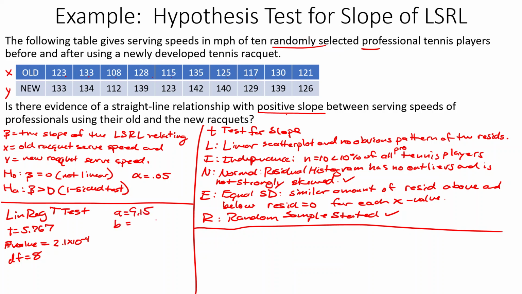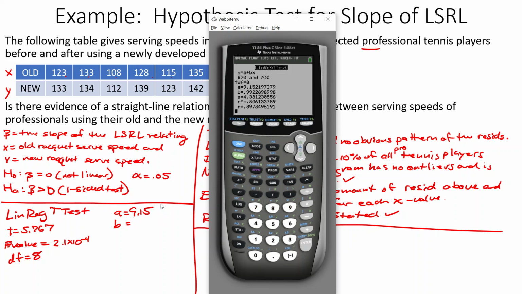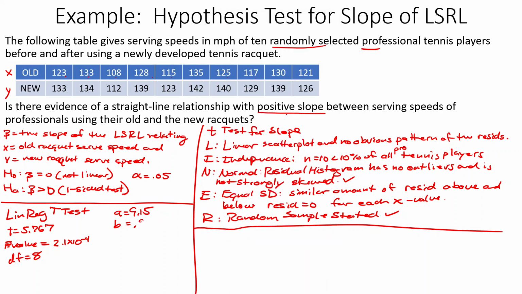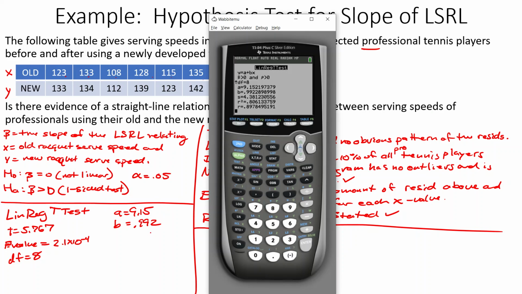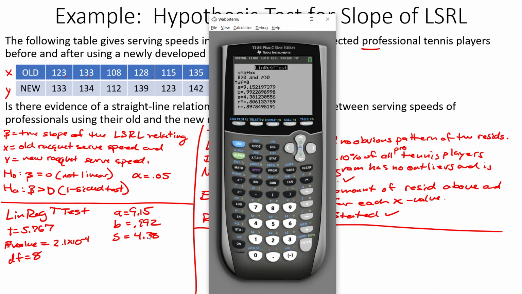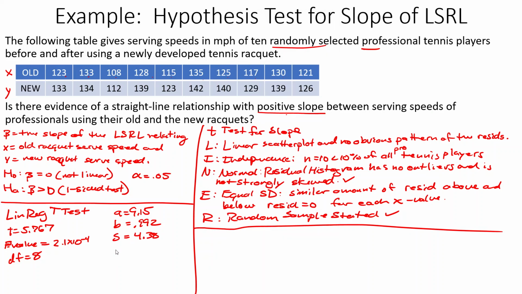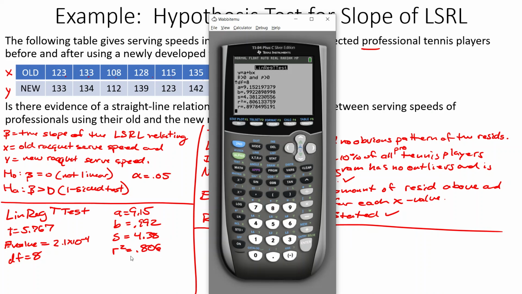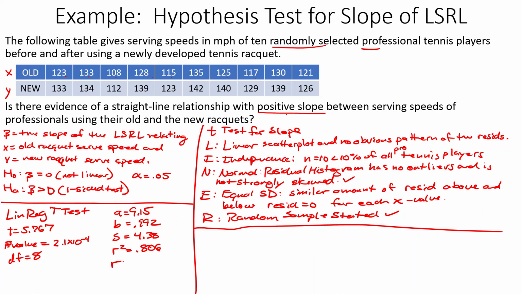Our B, our slope. And again, the reason I'm writing this down is most of the time there'd be more to this problem. So 0.992. Usually we'd have to do this first, actually. Our S is 4.38, the standard deviation of the residuals. R squared is 0.806, and R is 0.8978. So 0.898 would be probably fine. All right, so that's a strong R.